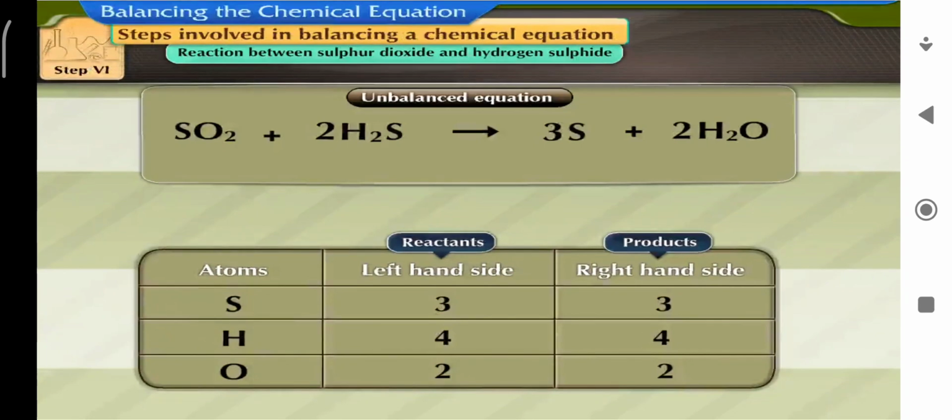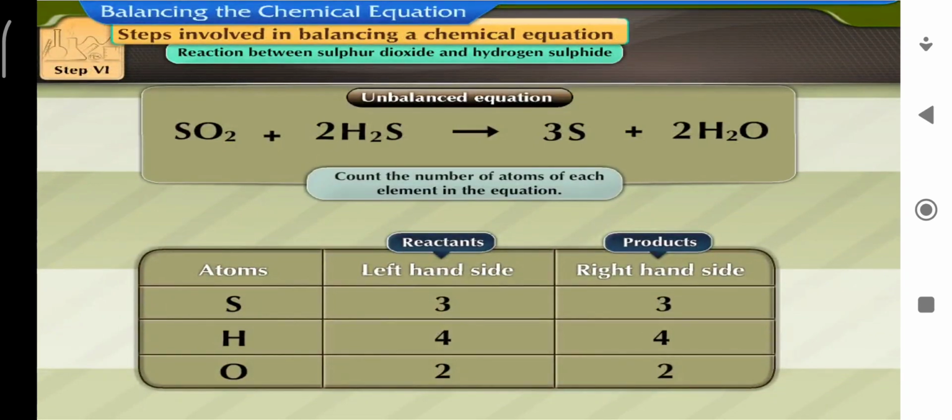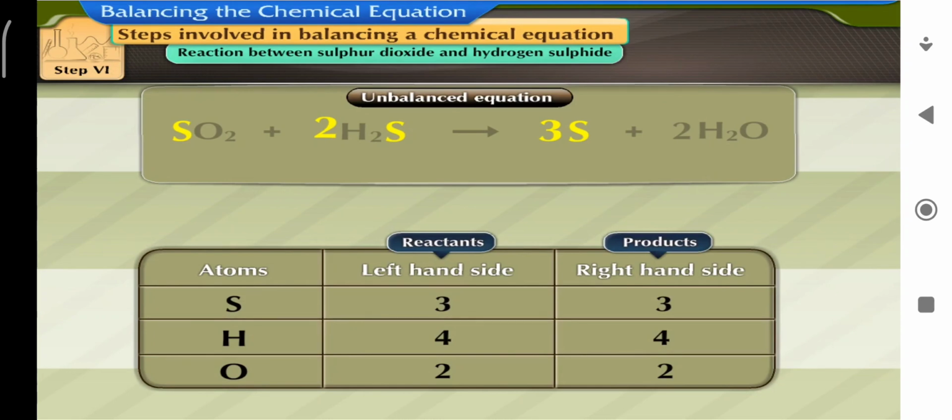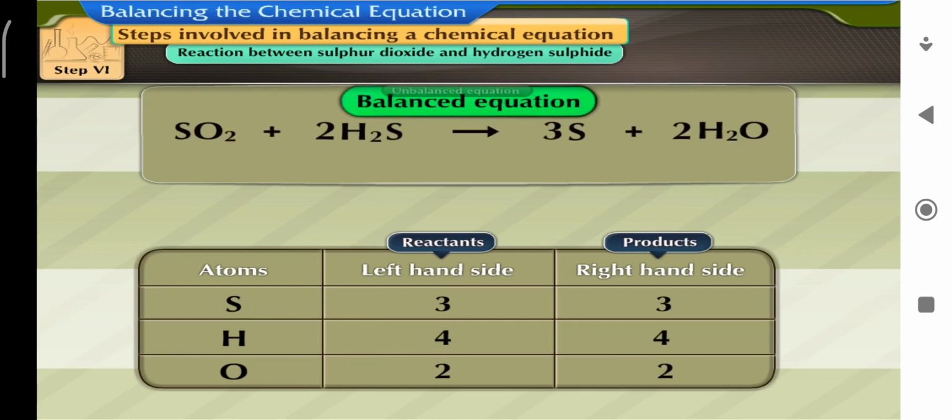Step 6. Now, let us count the number of atoms of each element in the equation. There are 3 sulfur atoms on either side of the equation. There are 4 hydrogen atoms on either side of the equation. And there are 2 oxygen atoms on either side of the equation. This is now a balanced equation.